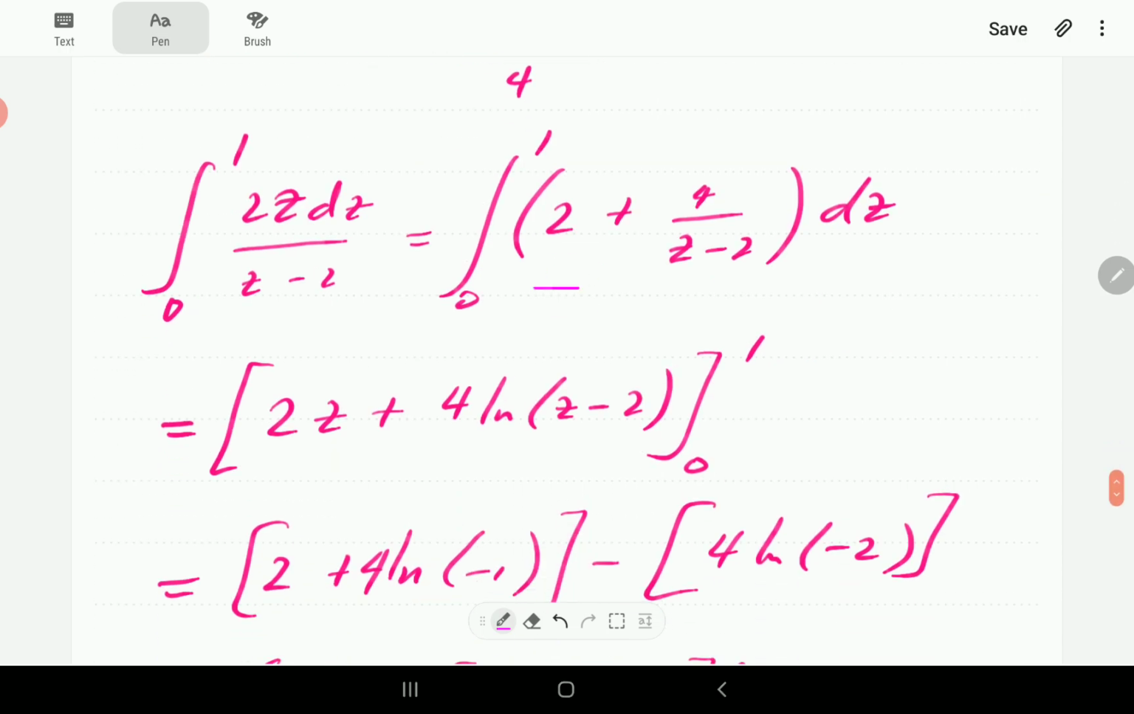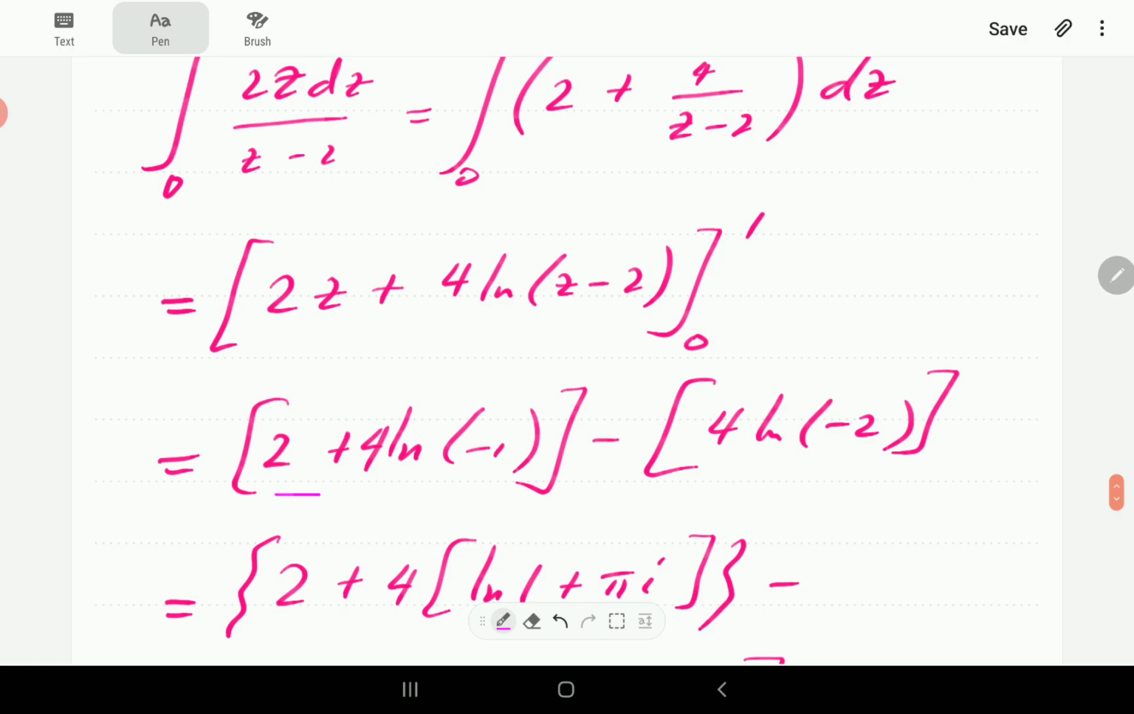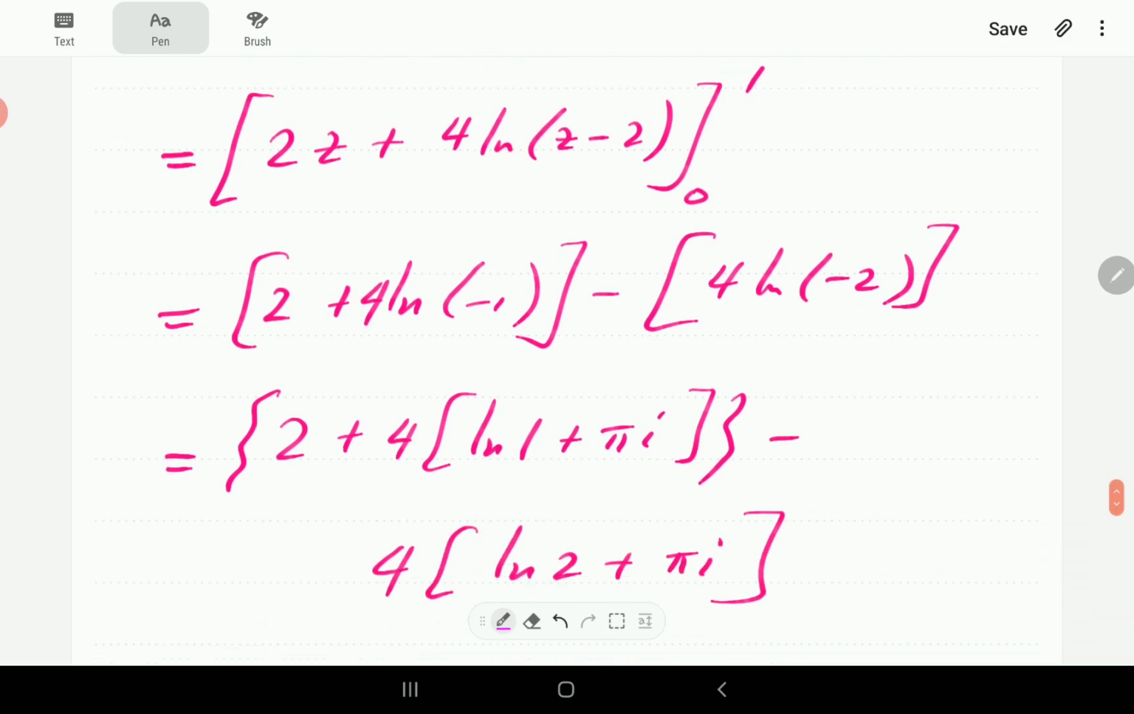Then the integral of 2 is 2z. The integral of this is 4 ln of z minus 2. If we plug in 1, we get this. If we plug in 0, this disappears. We get that. Then, as we already mentioned, we just take the principal values for the ln.